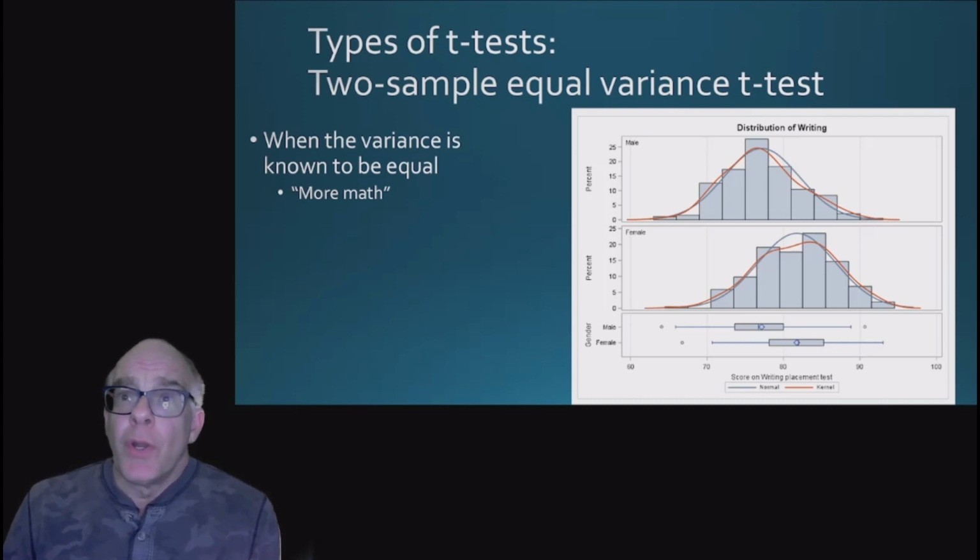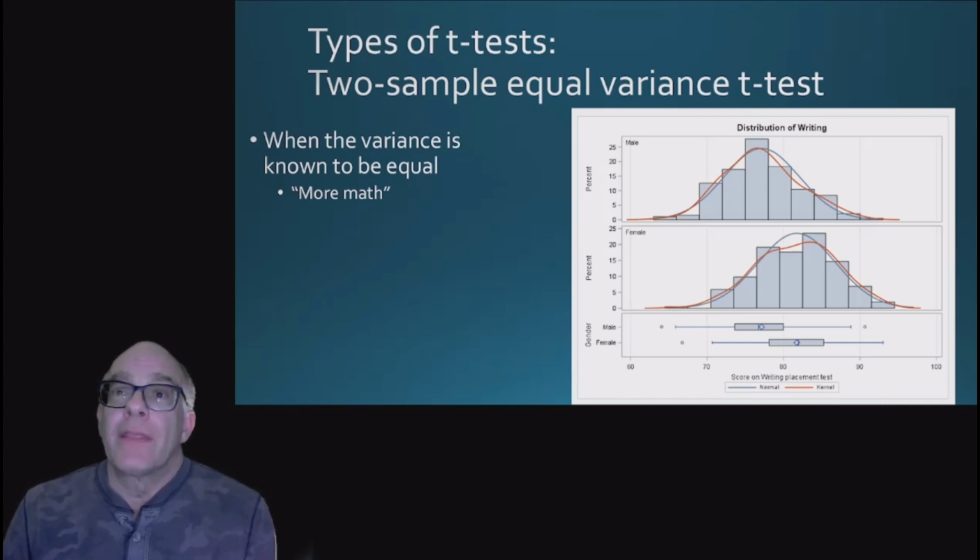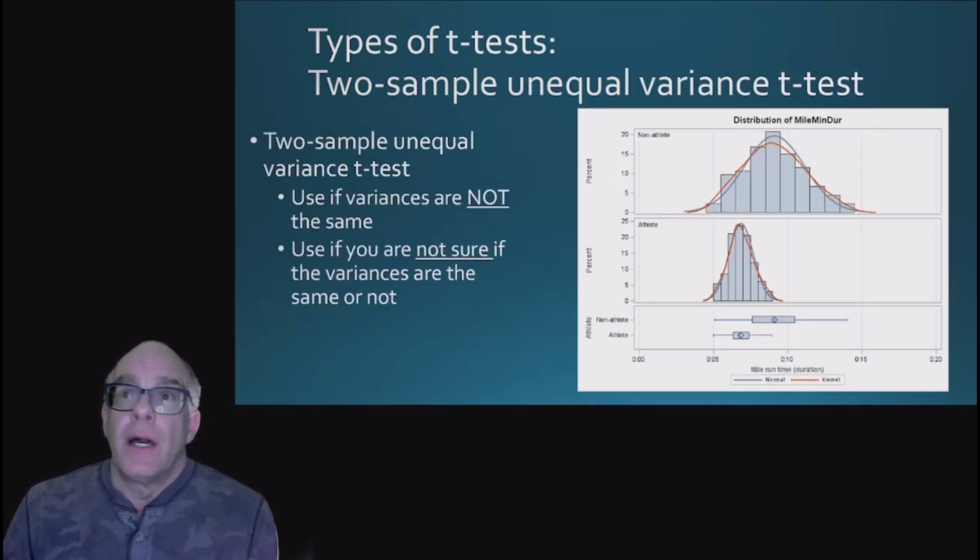Now, the way that we determine that is basically more math. And so if you are not sure if there is going to be equal variance, what you need to do is run an unequal variance test. And so an unequal variance test, a two-sample unequal variance test, is basically looking at the fact that in some situations we would have greater variability in our observations versus another group which has less variance or less variability.